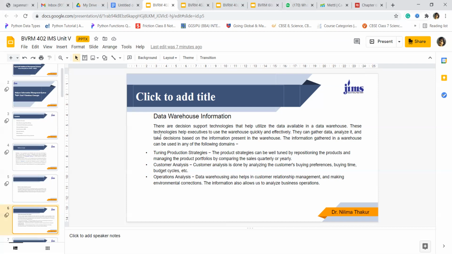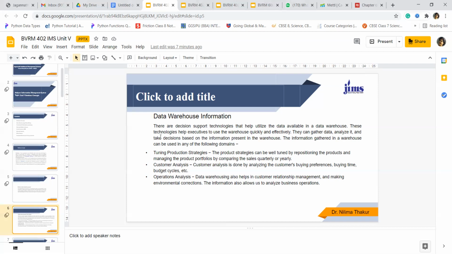Secondly, customer analysis is done by analyzing the customer's buying preferences, buying time, and budget cycles, etc. Buying preferences means what is the taste of the customer. Buying time, what is the time of the purchase behavior. And budget cycles, what is the income of the customer. Depending upon these, we strategize the warehouse and the information system.